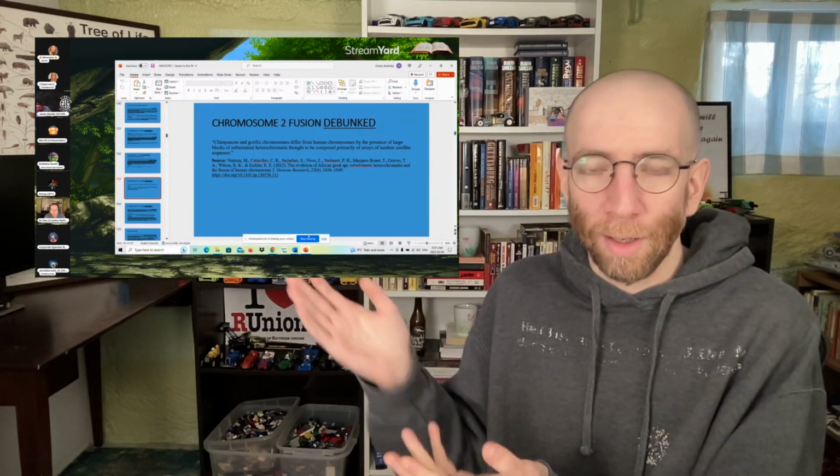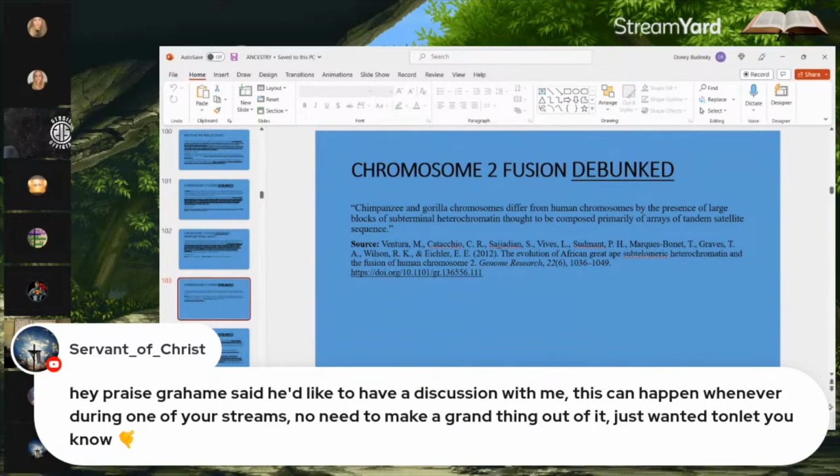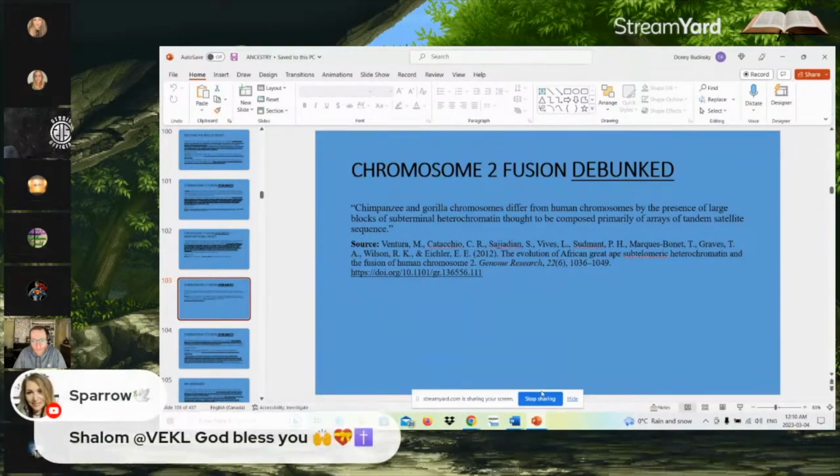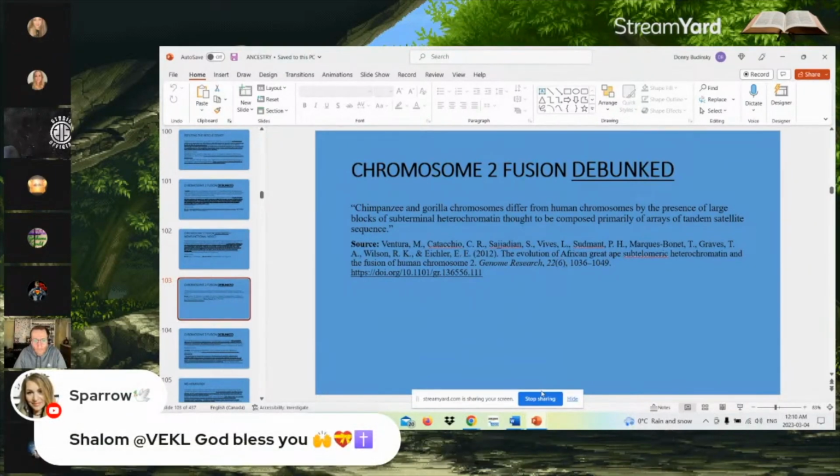So take a look. There are aspects of human chromosomes and your great ape chromosomes, specifically chimpanzee and gorilla chromosomes, that do have some pretty significant differences. Here in this paper, it talks about the presence of these large blocks of subterminal heterochromatin and this lack of satellite DNA around human chromosomes.